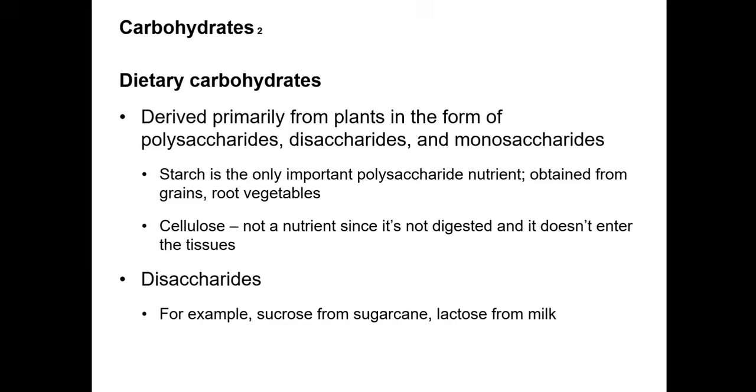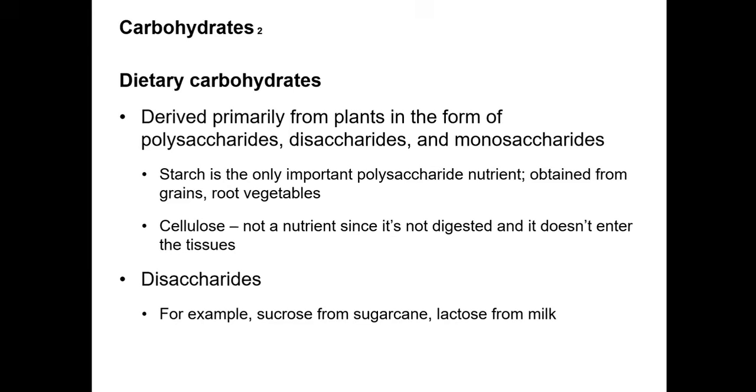Starch is the only important polysaccharide nutrient, and so we're going to get it from certain types of grains and root vegetables, things like potatoes. Cellulose, which is found in plants, is not a nutrient source because it does not get digested, and so we're not going to be able to use that.